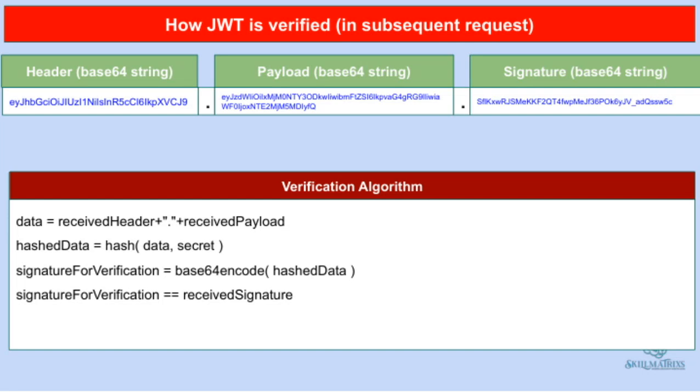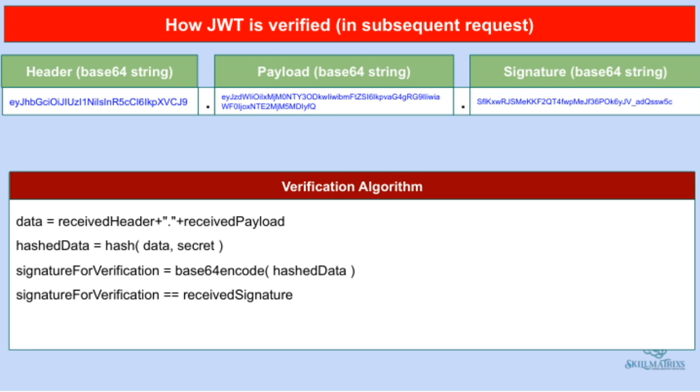Let's take a closer look at the contents of a JWT web token. As you can see, a JWT is made up of several key parts that work together to securely transmit information. First, there's the header, which typically specifies the type of token, usually JWT, and the signing algorithm used. This is important because it tells us how to verify the token's authenticity.